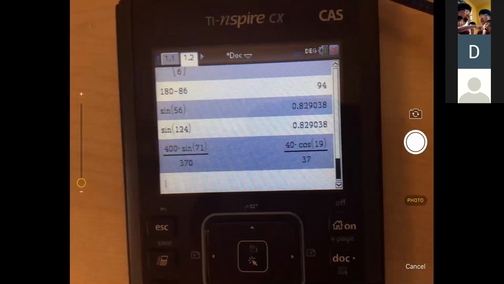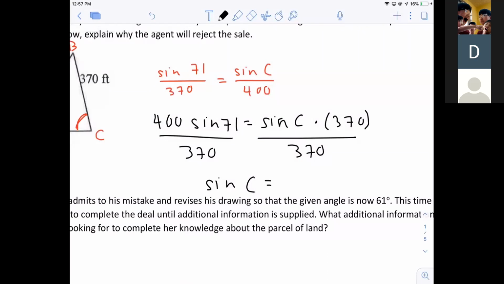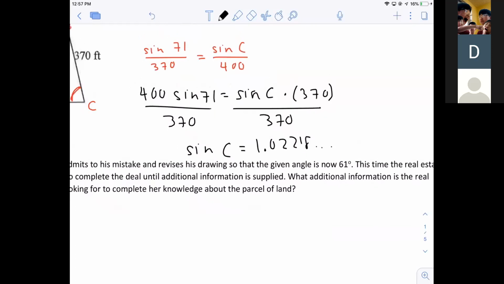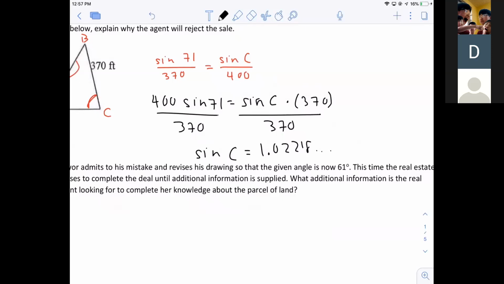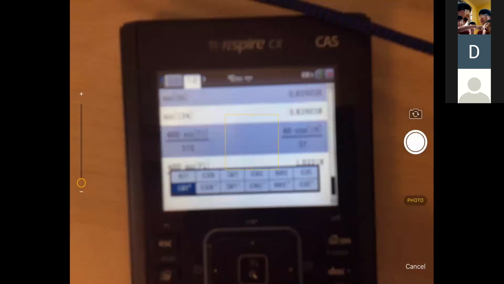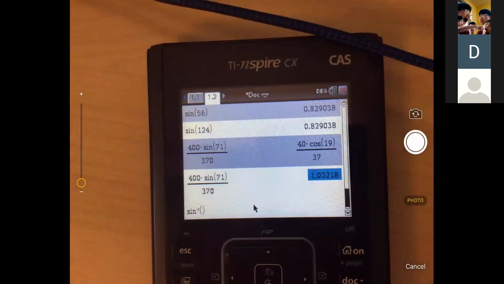Nope, you gotta hit Control Enter. That's equal to 1.02218. Keep all the decimals you can. I'll show you on the calculator. I'm going to keep the exact value. But let's take the inverse sine of both sides now. I'm going to be doing inverse sine of that value, and you can just copy and paste it. It'll plug in the exact value.